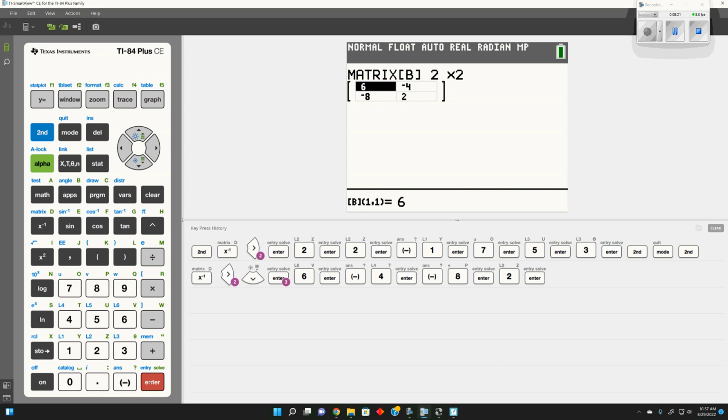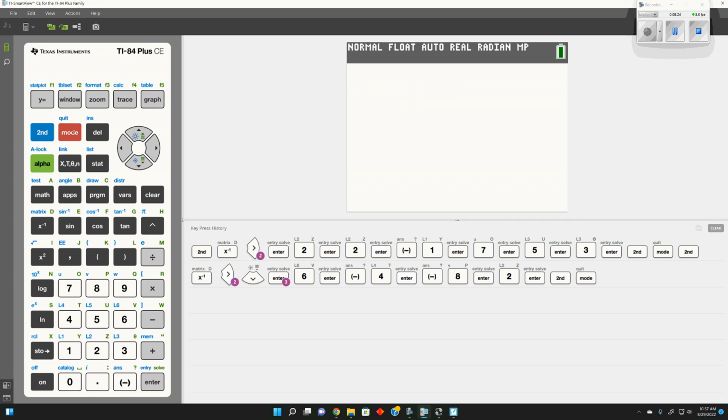Now what we can do next is a second quit. Now we just need to recall the matrices. So the first one we need to call up is matrix A. So we can say second matrix, and then we can hit enter for A. Second matrix, enter. Like when we recalled them yesterday or Friday for doing solving, we're doing the same thing. We're just calling them back up.